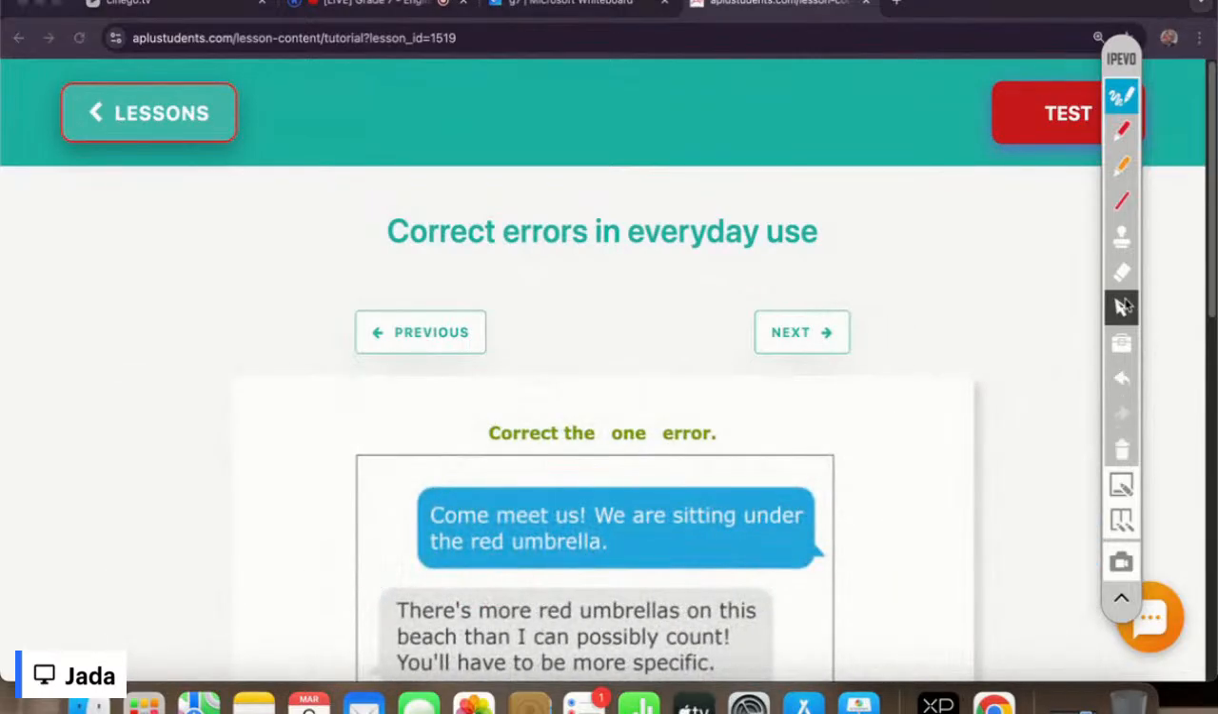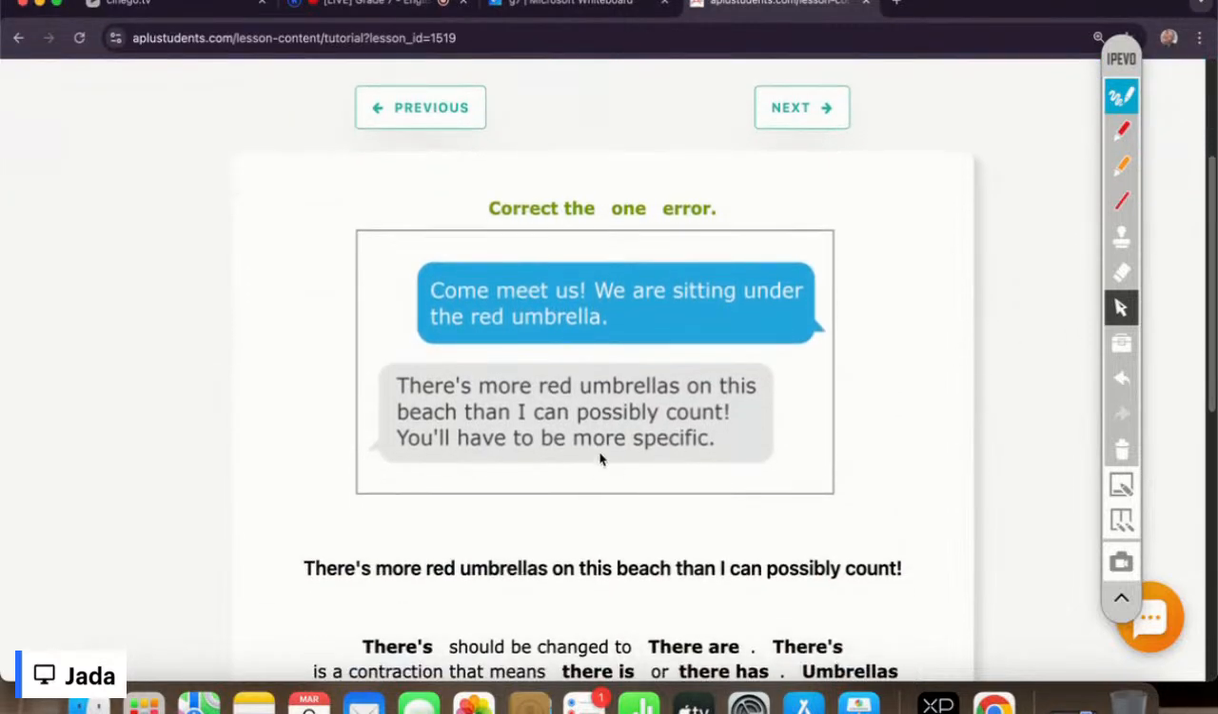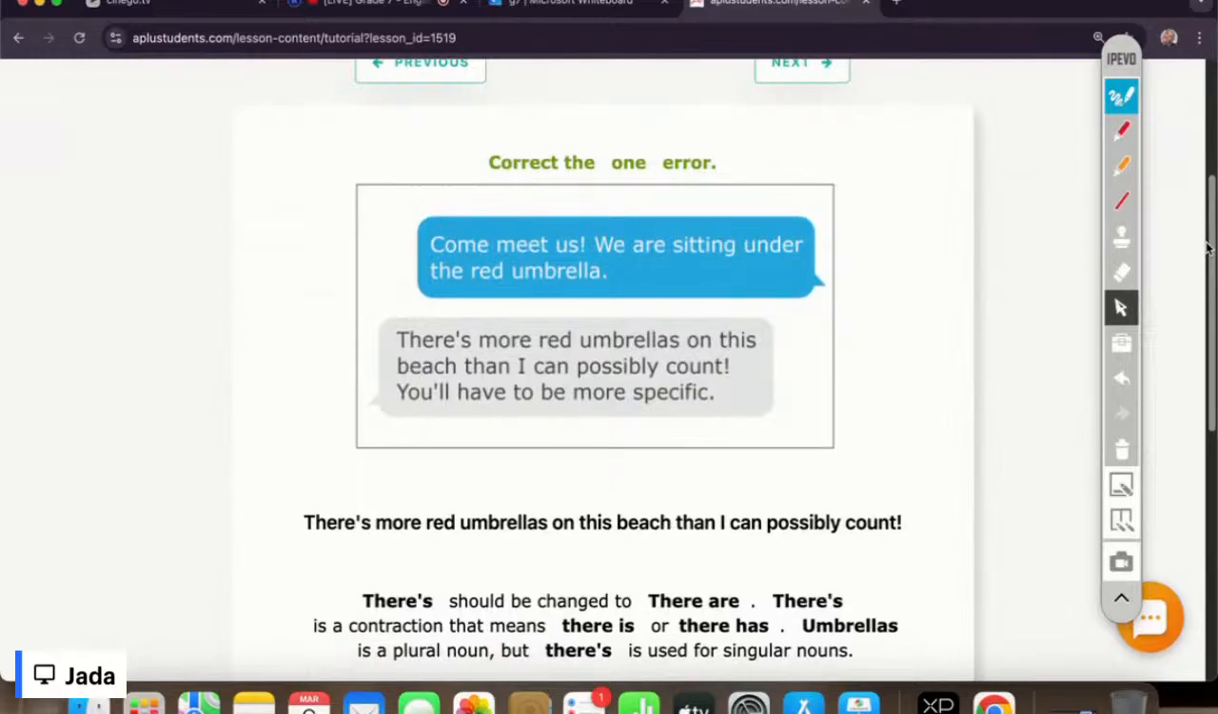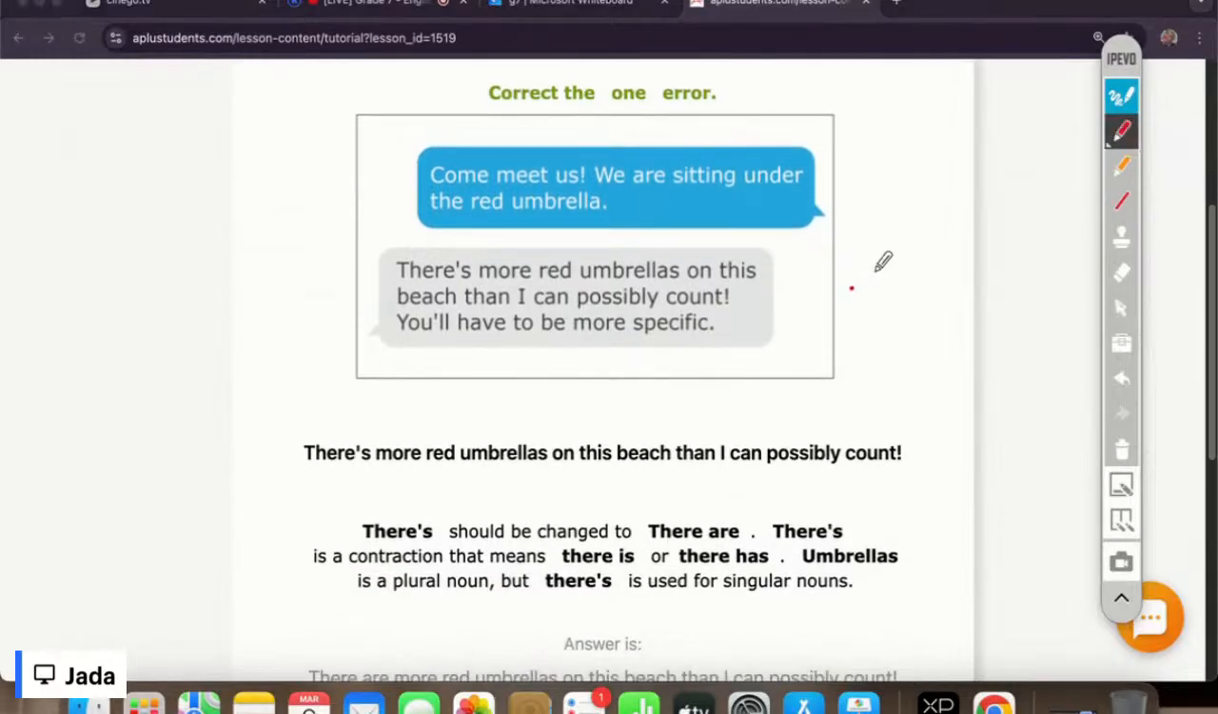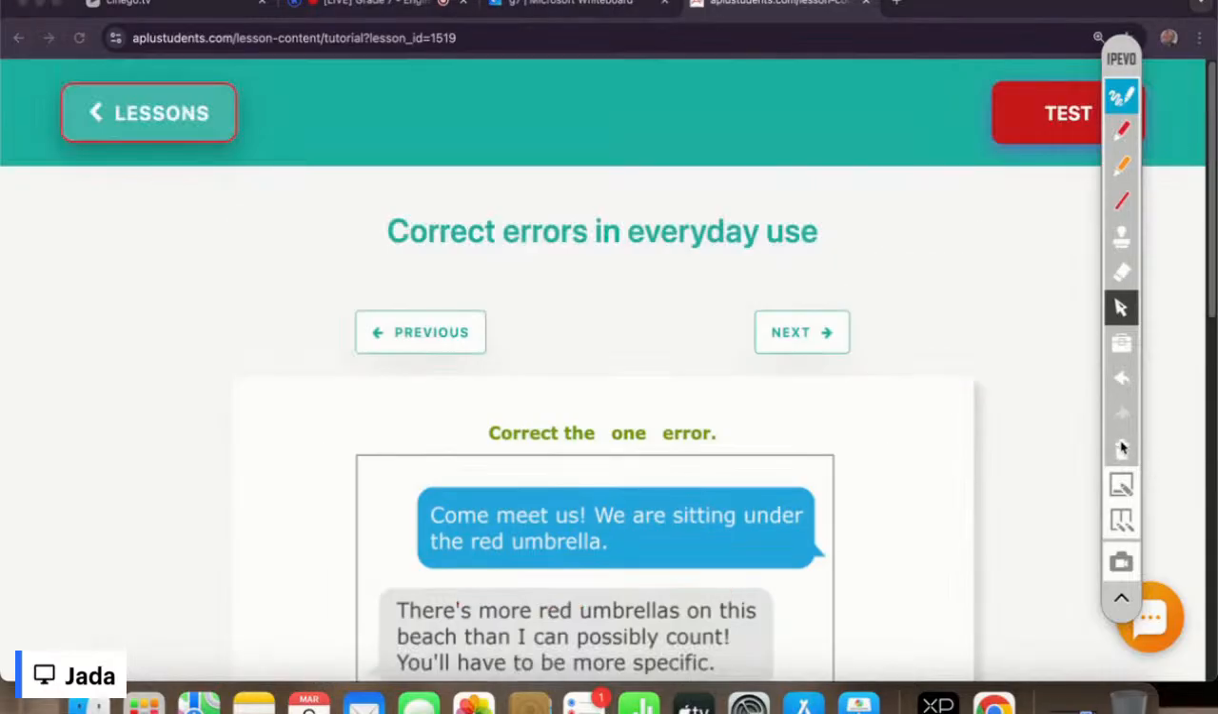Okay. So come meet us. We are sitting under the red umbrella. There's more red umbrellas on this beach that I can possibly count. You will have to be more specific. So we have here there is. Now there should be changed to there are because there are more umbrellas on the beach. There's is a contraction that means there is or there has. Umbrellas is plural, but there is is used for singular. So we're supposed to have what? There are more umbrellas.